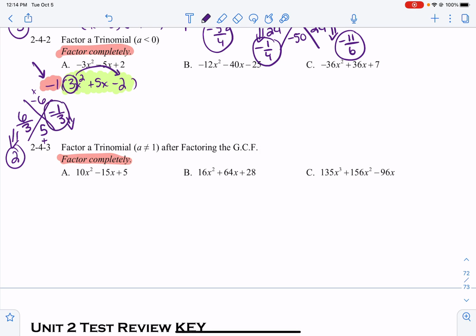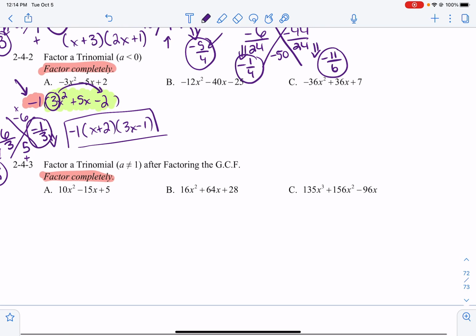So now my answer is going to be x plus 2. That comes from the left side. And 3x minus 1, that comes from the right side. Now I put my negative 1 back in the problem. That negative goes back at the front because it was there from the beginning. I factored it out and it was in front of my parentheses. So I have to put it back in front of the parentheses. So I can't ignore it anymore.